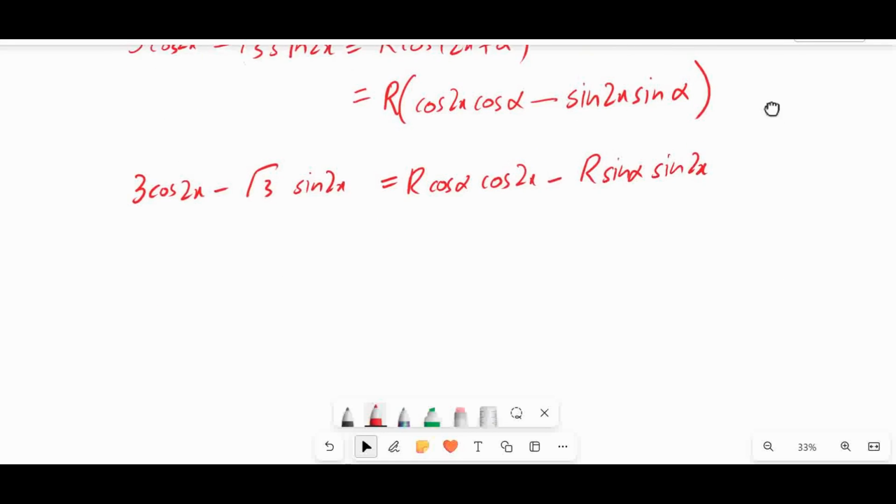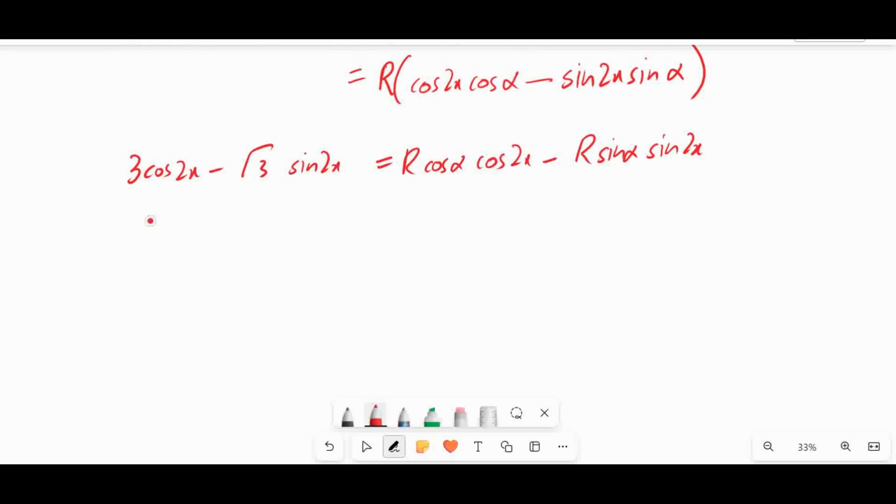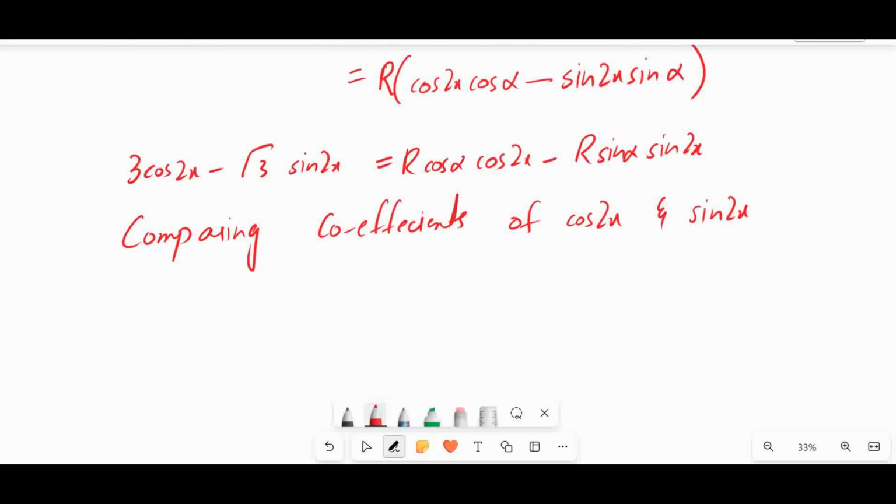Now further what we can say is that if we compare the coefficients, comparing coefficients of cos 2x and sine 2x, this will be equals to r cos alpha is equals to 3 and r sine alpha will be equals to square root of 3.